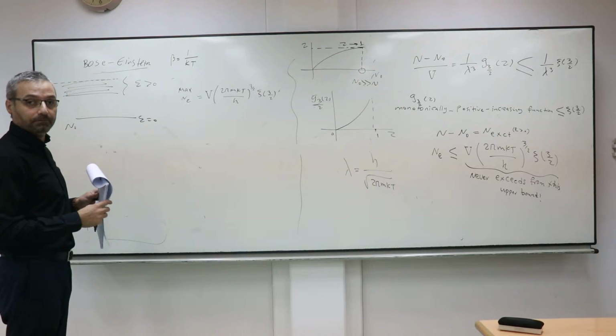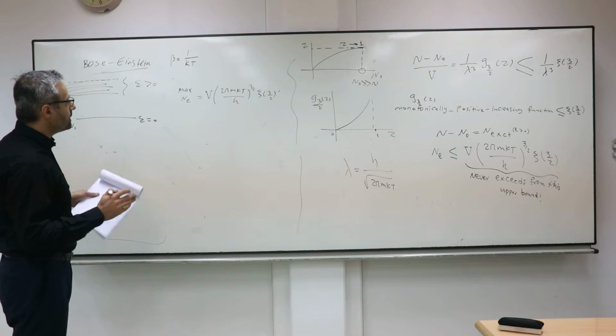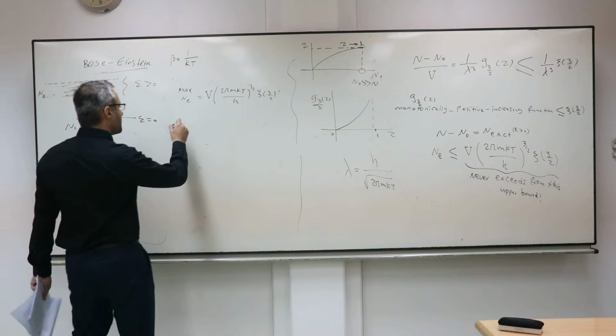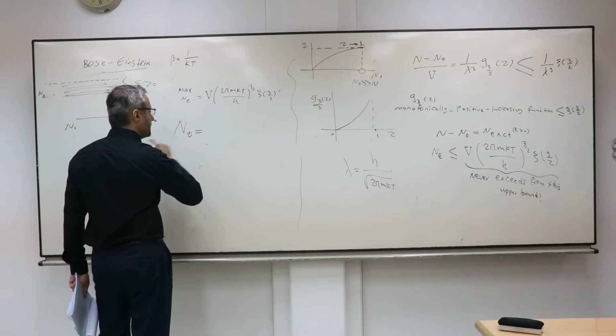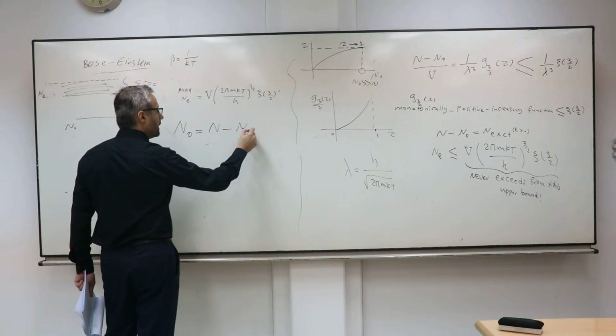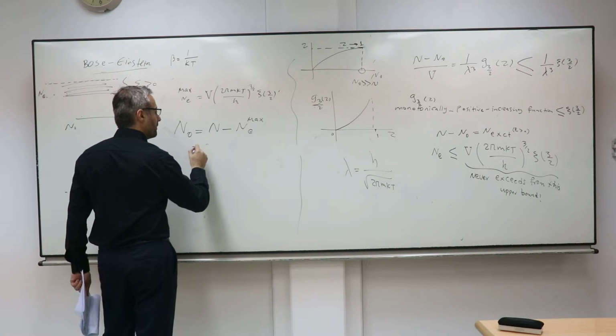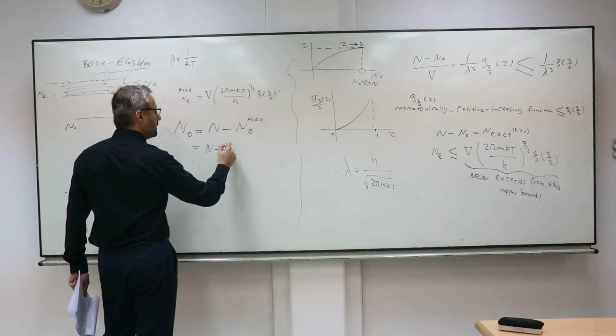It depends on the T, huh? And it depends on the mass. This is the maximum N_A. In this case, how much will be N0? N0 will be N minus this N_A here, the maximum. It will be N minus N_A.